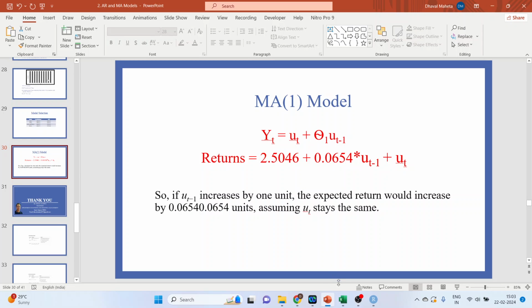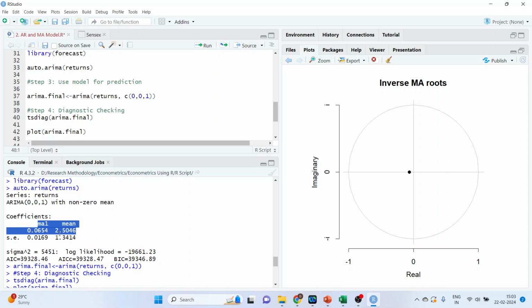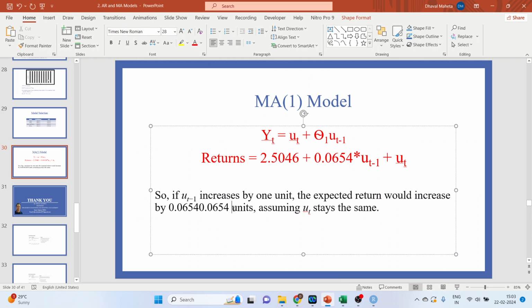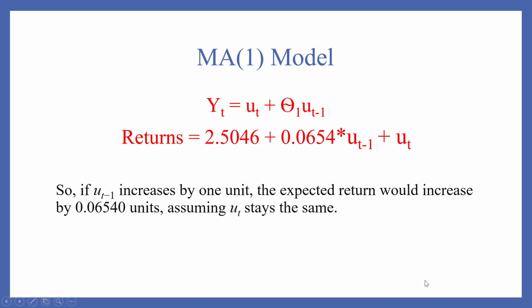This one, the intercept. Here it is. And this is the coefficient of MA1, so 0.0654. I'll just write it down here: 0.0654 into u_{t-1} plus u_t. So if u_{t-1} increases by 1 unit, the expected return would increase by 0.065. We do a small correction here: assuming u_t stays the same.